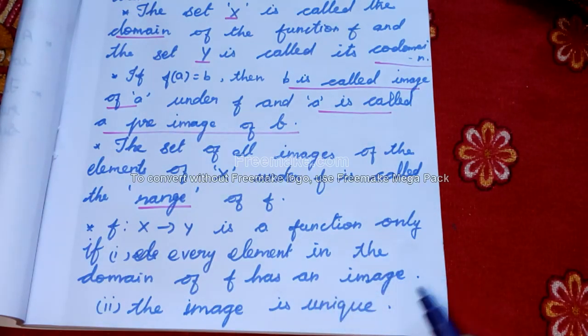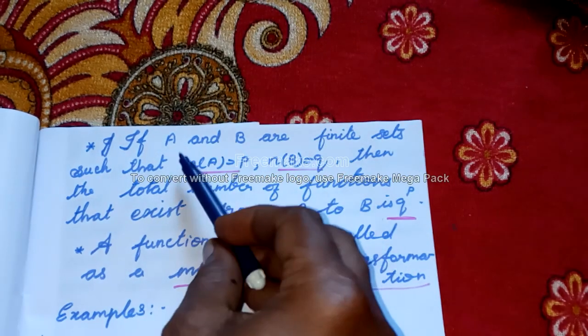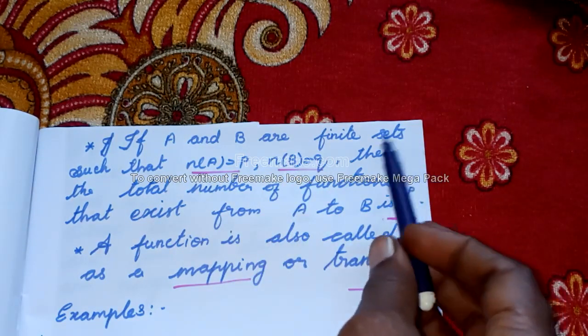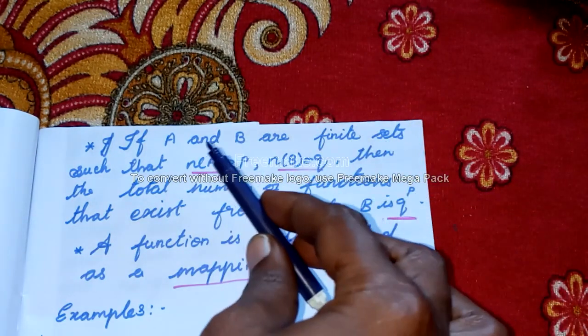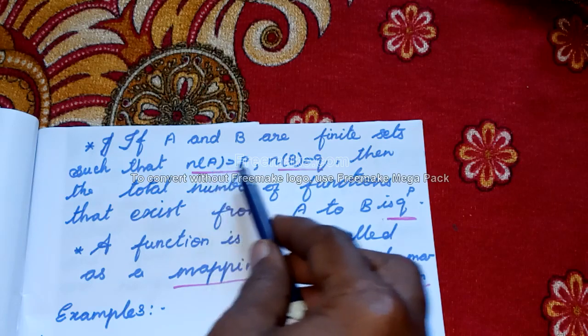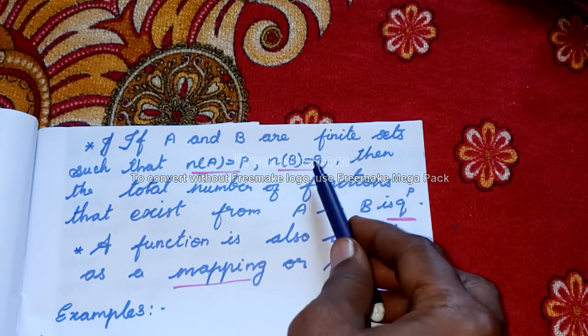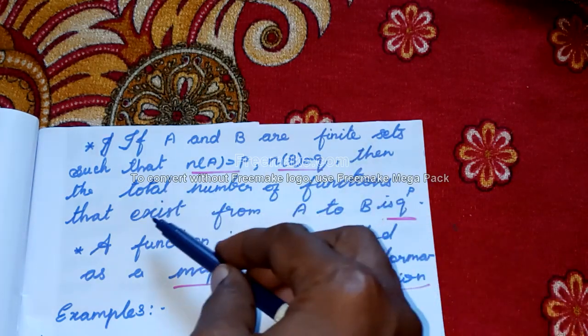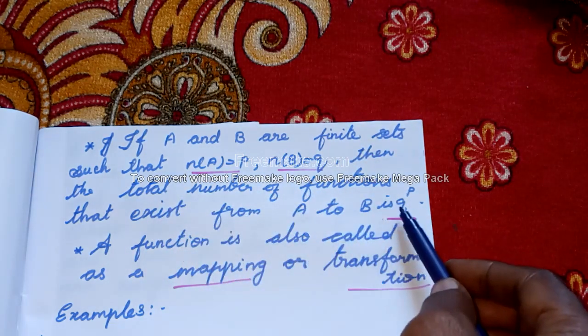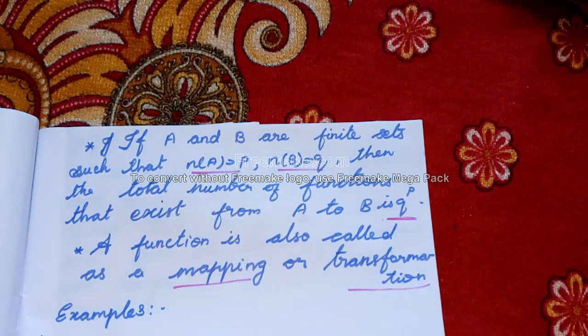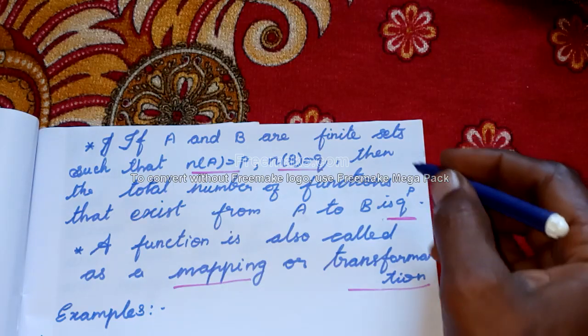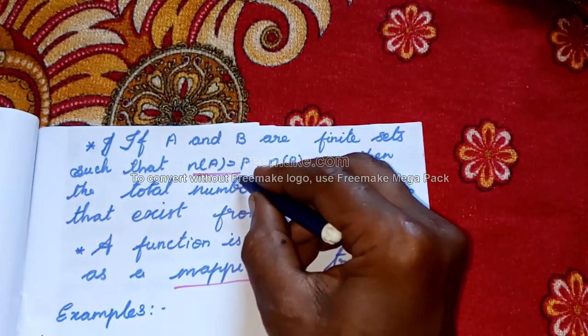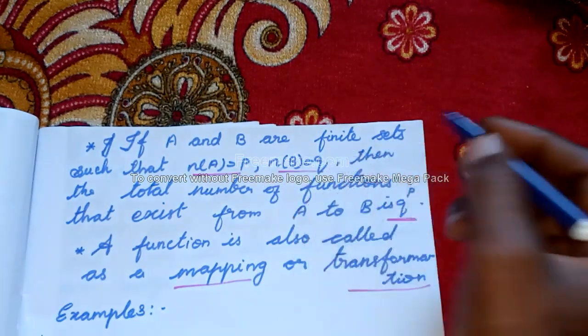Listen. If A and B are finite sets such that n of A is equal to P and n of B is equal to Q, then the total number of functions that exist from A to B is Q power P. Okay, it is a very important note. n of A equals P, n of B equals Q means the total number of functions between A and B is Q power P.